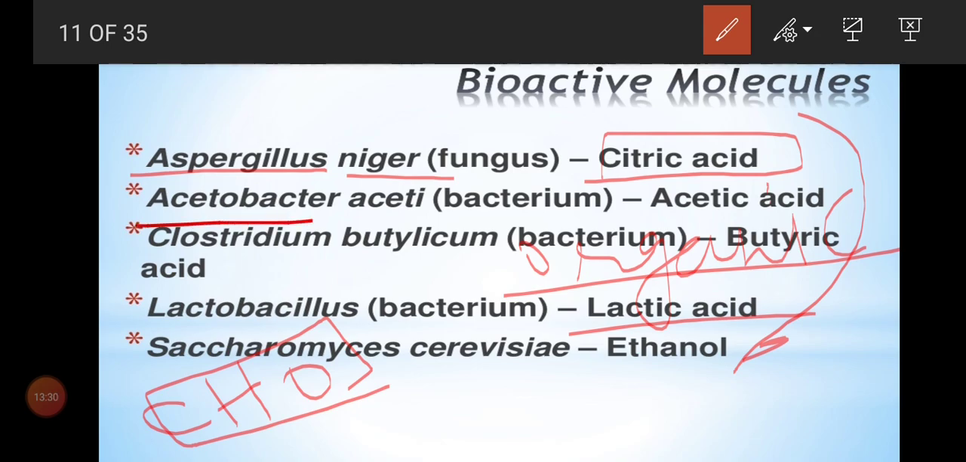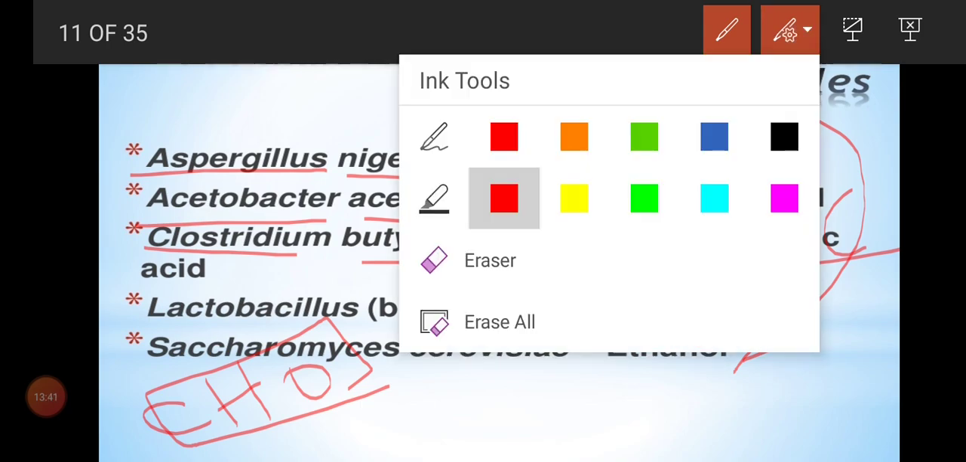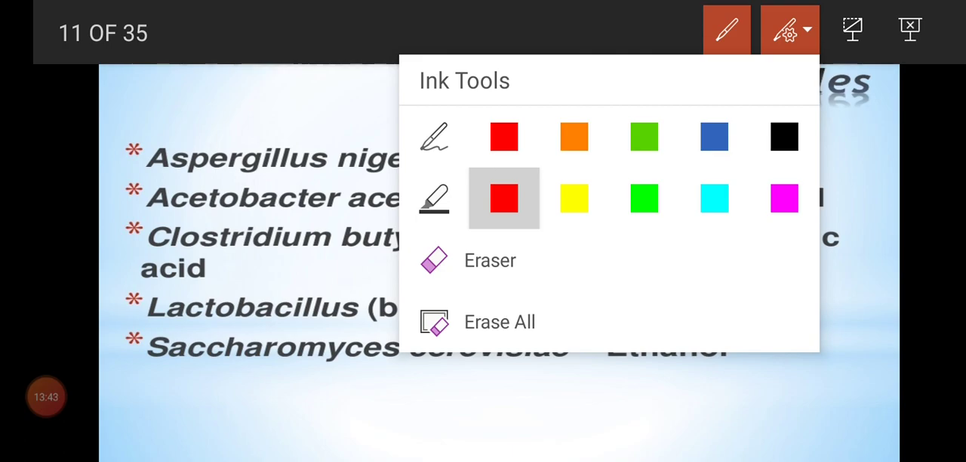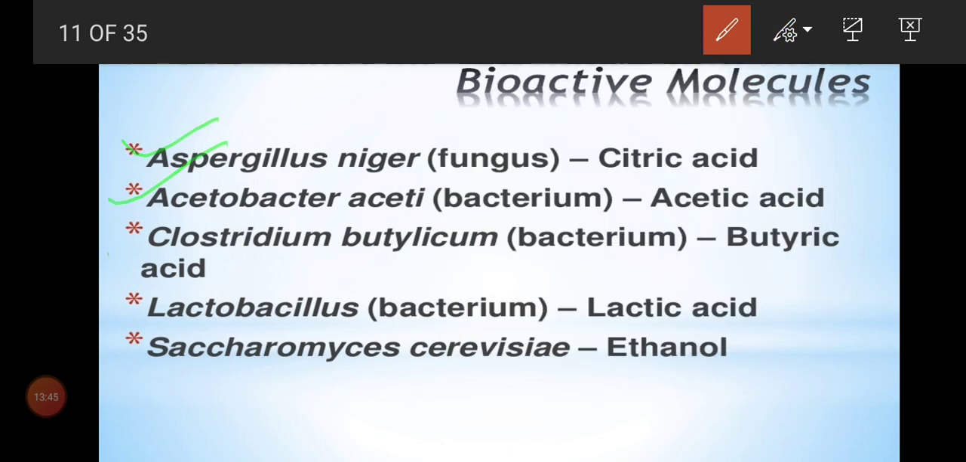And Acetobacter aceti, I have told, gives acetic acid. And Clostridium butylicum helps to form butyric acid. And Lactobacillus, that we are familiar with, gives lactic acid. So these four are also organic acids, and normally these four are bacteria. And Saccharomyces cerevisiae, it is a fungus, helps to get ethanol, that is your fermented product, alcohol.